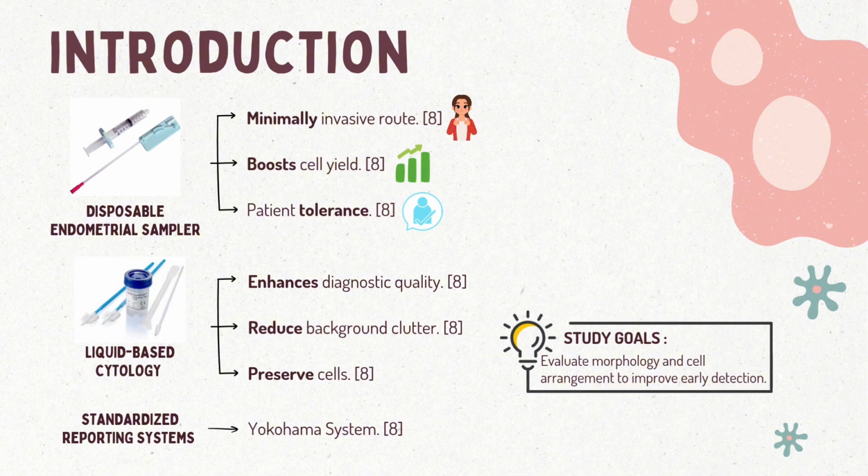for accurate evaluation. Cytopathologists now use standardized systems like the Yokohama system, similar to how the Bethesda system is used for cervical cytology. The study goal we are focusing on today is to evaluate the morphology and also the arrangement of cells in liquid-based cytology preparation, since this pattern can significantly improve early detection, especially in distinguishing benign lesions, atypical hyperplasia, and cancerous cells. Let's now hear from the next presenter for methods and materials.